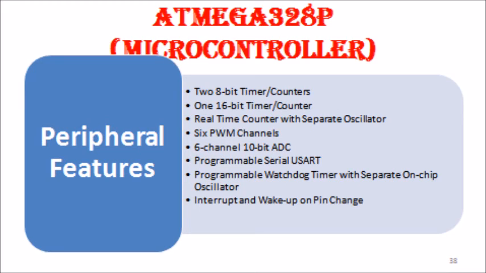Programmable watchdog timer with separate on-chip oscillator. This watchdog timer is very useful when a gadget is being used in applications where we cannot reset our system at the time of malfunctioning. So we use a watchdog timer there. Interrupt and wake up on pin change. These features can be used to suspend the main program functioning and execute the subroutine program.